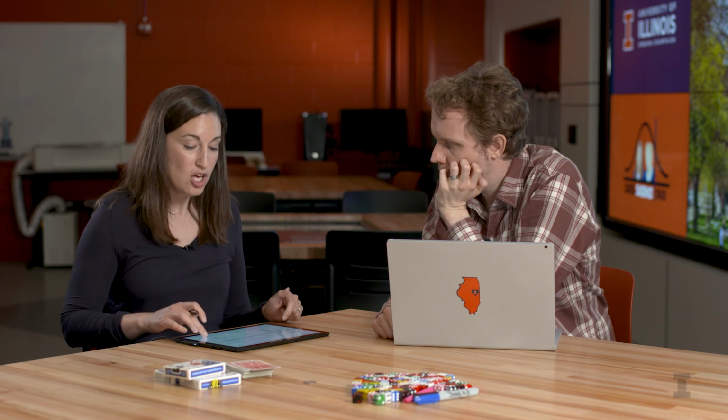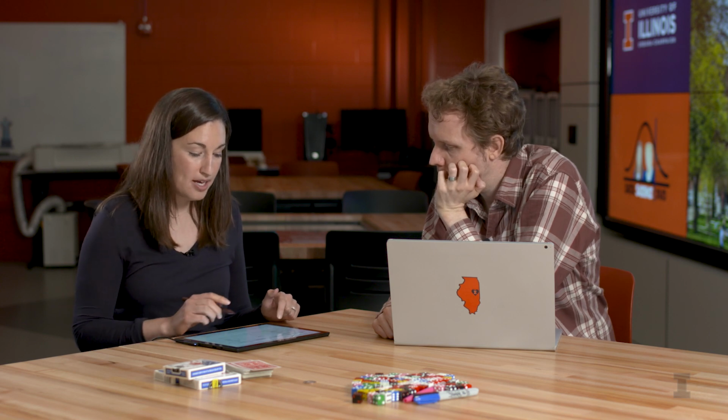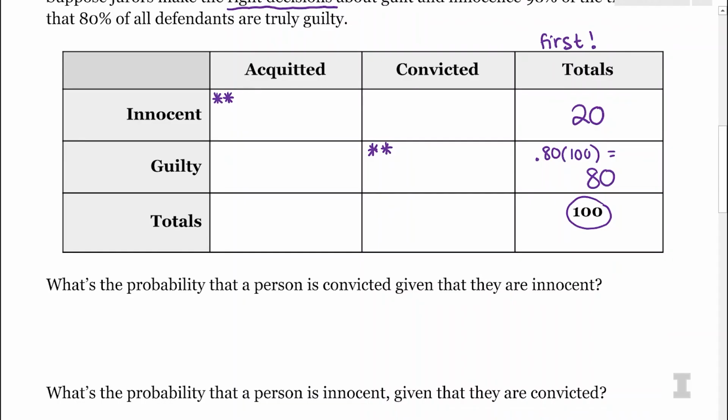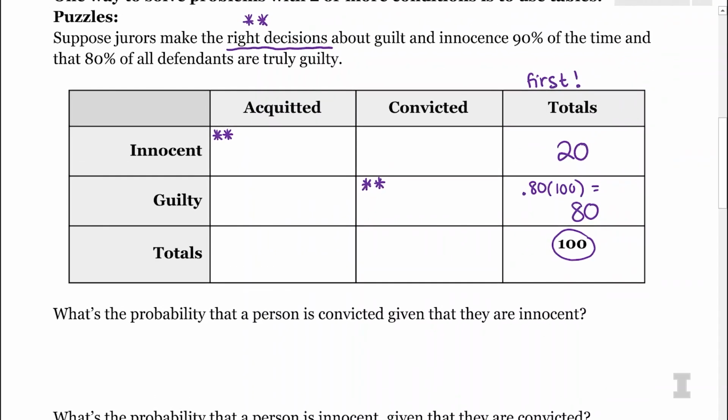And I guess I should say too, why are we filling out this table? The reason is that I want to answer these questions about conditional probability. What's the probability that a person is convicted given that they are innocent? Once I have the table, I can just look at the table and I'll see my answer. Otherwise, this would be a little tricky to figure out without the table, or we could use a formula as well. So I'm going to keep filling this out and then I'll answer the questions.